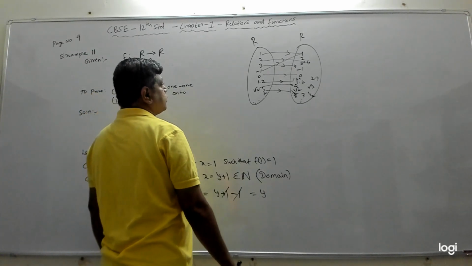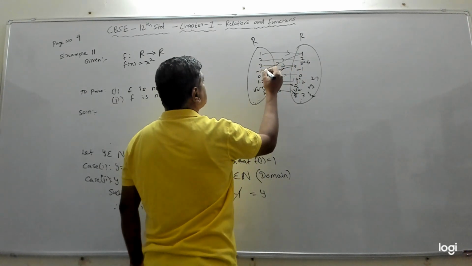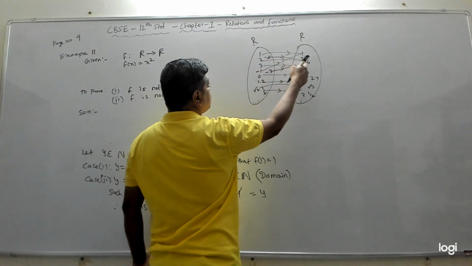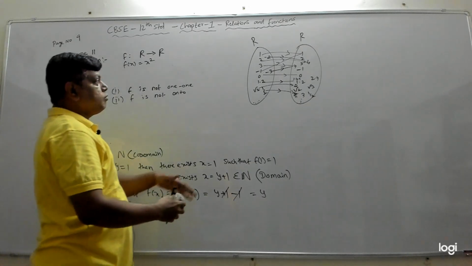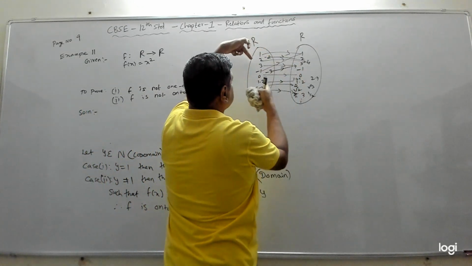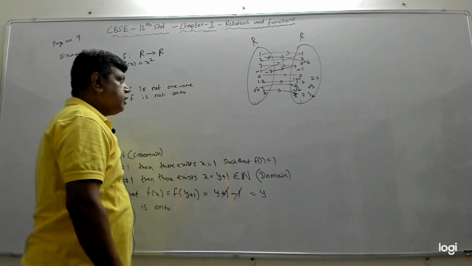If I take minus 3, it will also go to 9. If I take minus 2, it will also go to 4. So 2 goes to 4, and minus 2 also goes to 4. Clearly, from the arrow diagram you can see that it's not 1 to 1, because 1 goes to 1 and minus 1 also goes to 1. So it's a many to 1 function, not a 1 to 1 function. We can prove that immediately.